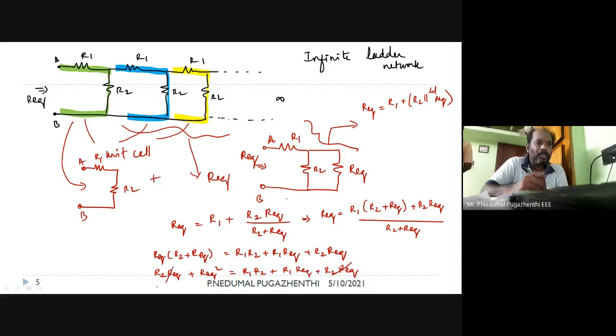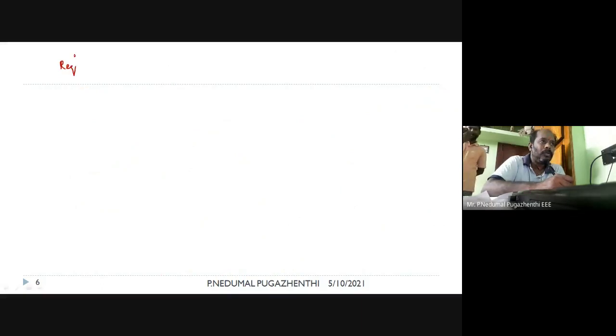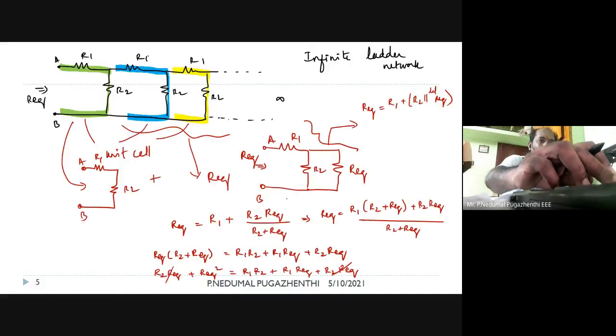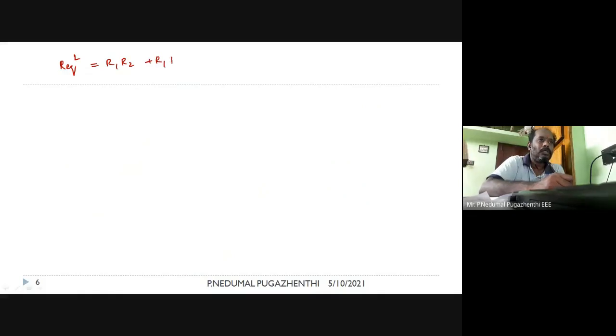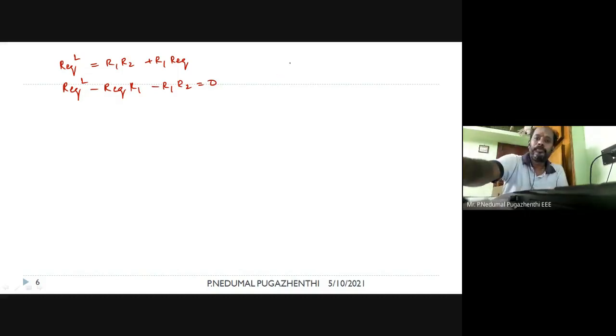R2 R equivalent plus R equivalent squared is equal to R1 R2 plus R1 R equivalent plus R2 R equivalent. This R2 R equivalent has cancelled. Now I group. R equivalent squared is equal to R1 R2 plus R1 R equivalent. Okay, I will take all the other terms to the other side. R equivalent squared minus R equivalent R1 minus R1 R2 is equal to 0. It is looking like a form. What is the form? Just a minute.